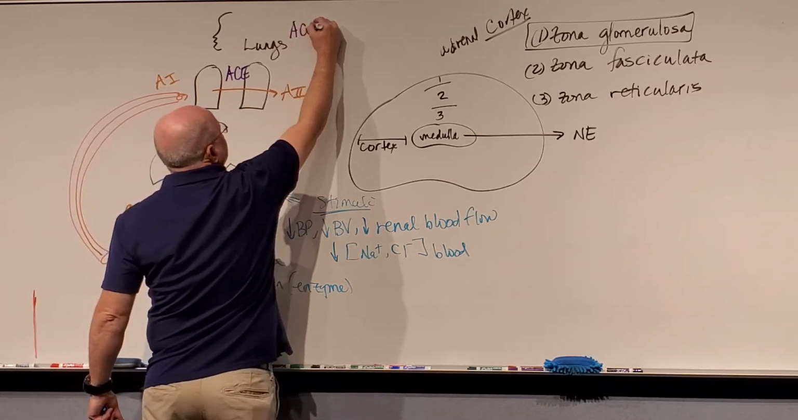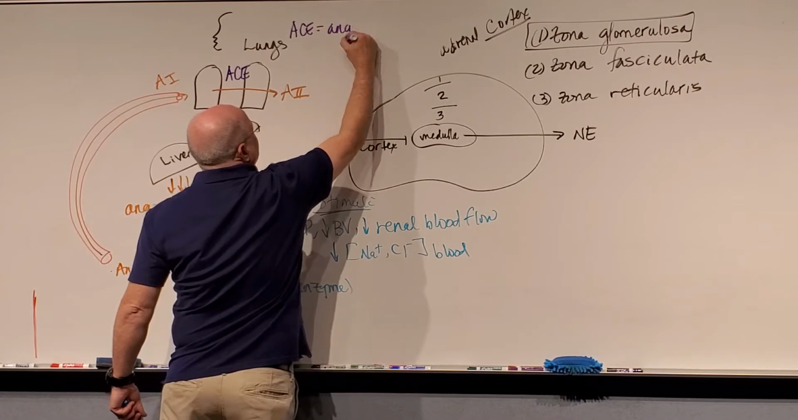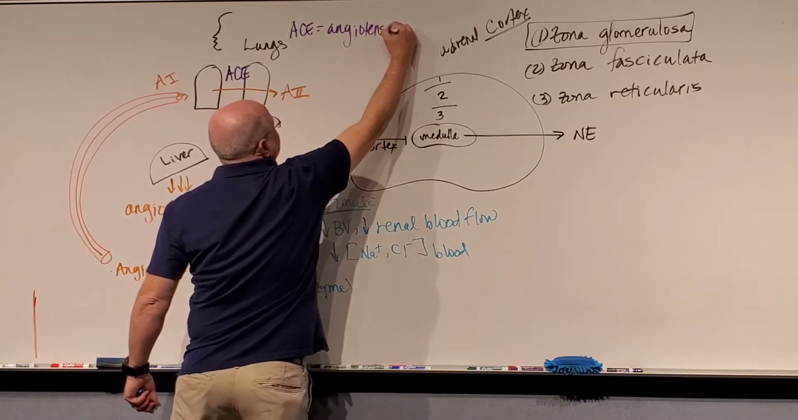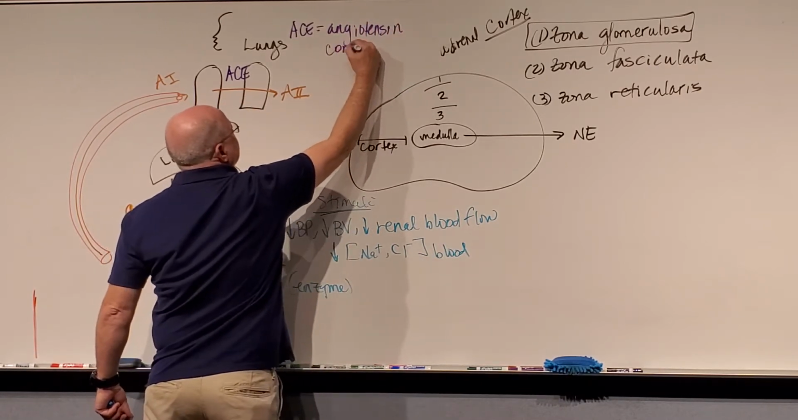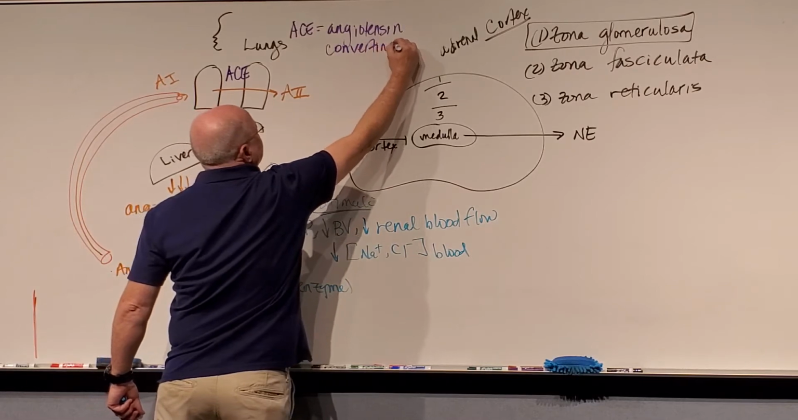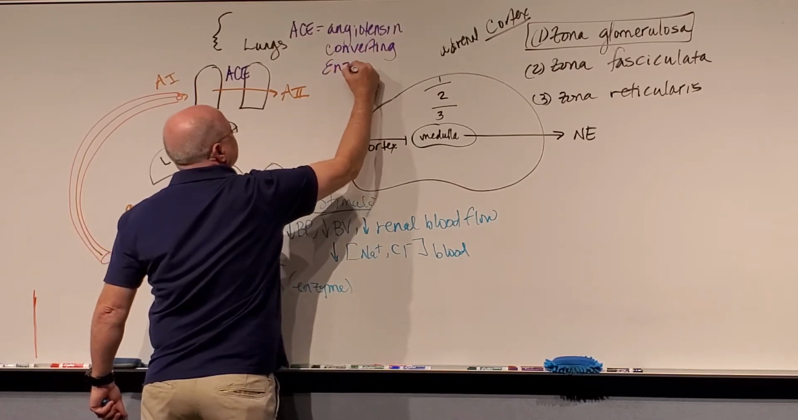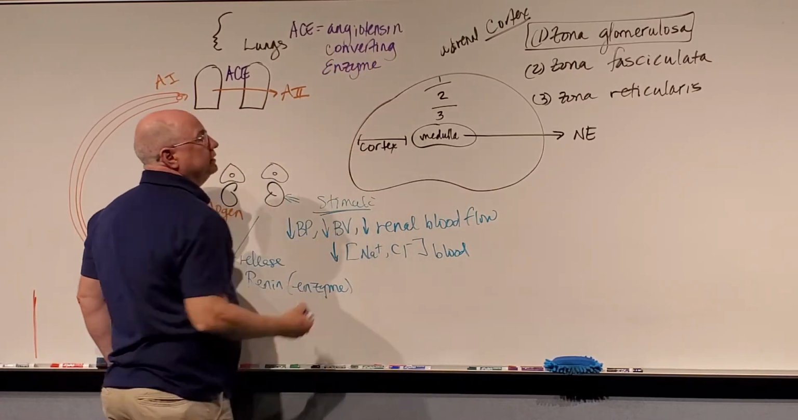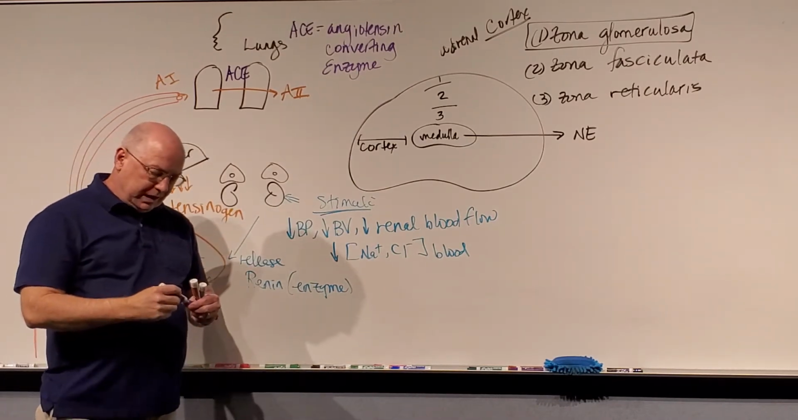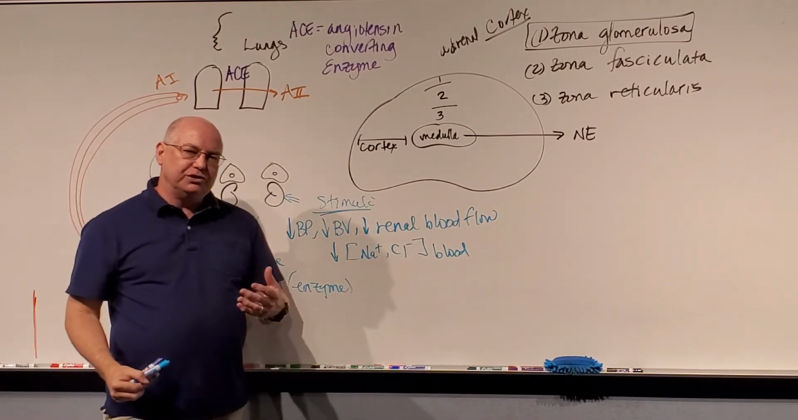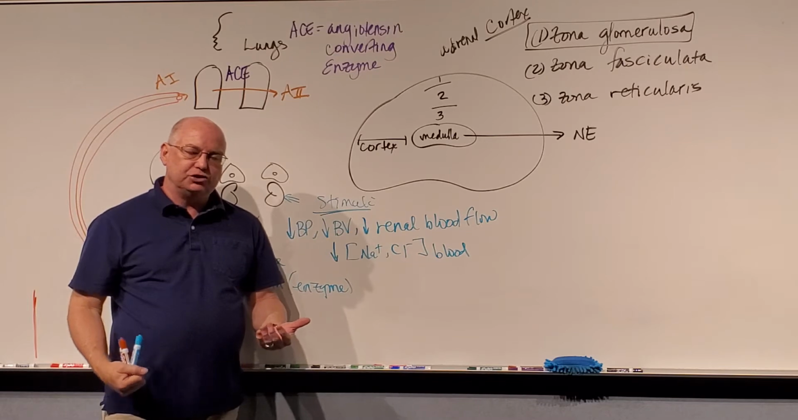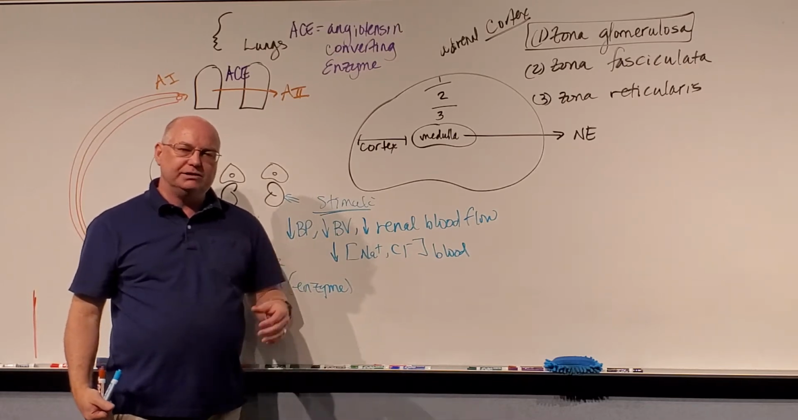And ACE stands for Angiotensin Converting Enzyme. This is an enzyme in your lungs. It actually happens to be made by a group of cells called type 2 pneumocytes. Pneumo meaning lungs and cyte meaning cell.